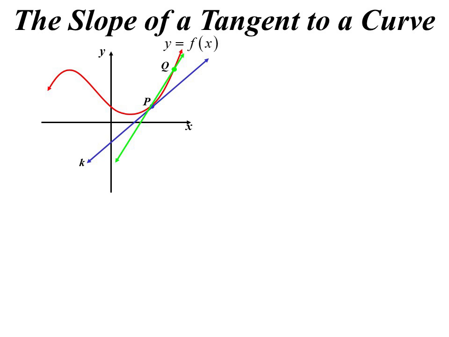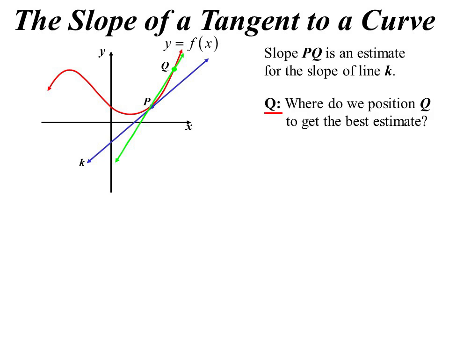Now, the reason I've made it go through P is the only thing I know is the equation of the curve and the point P. So I want to include that in here. Clearly, I'm not going to get a great estimate, but let's just play with it. It's going to be an estimate, may not be fantastic. But the question is, where would I place Q to get the best possible estimate?